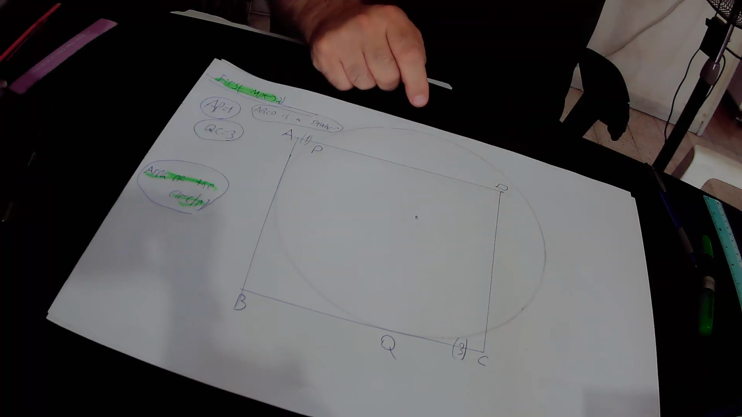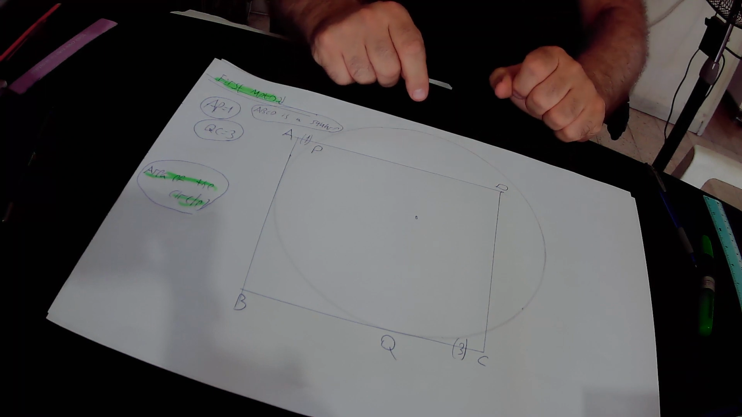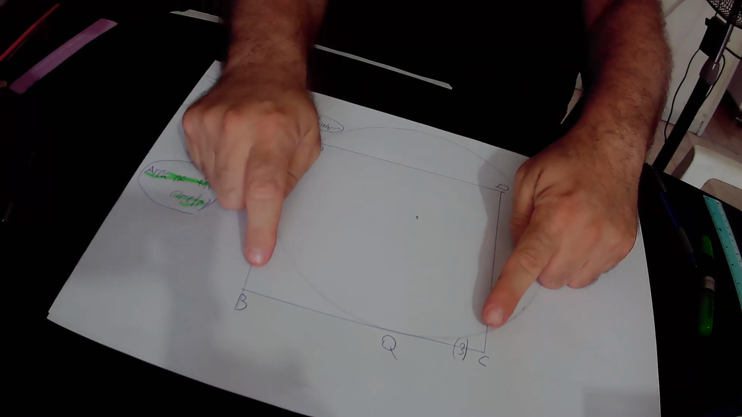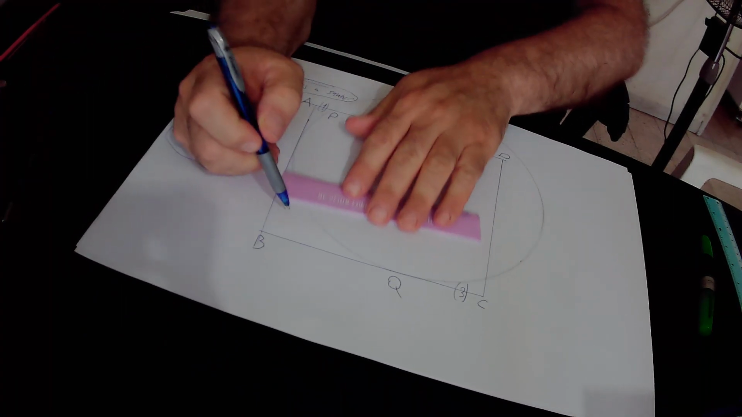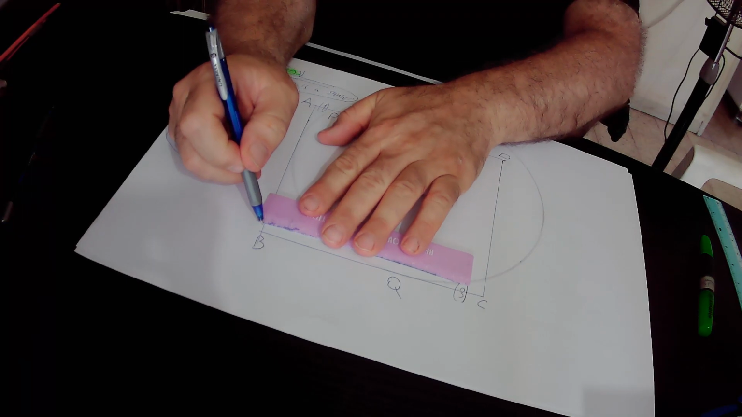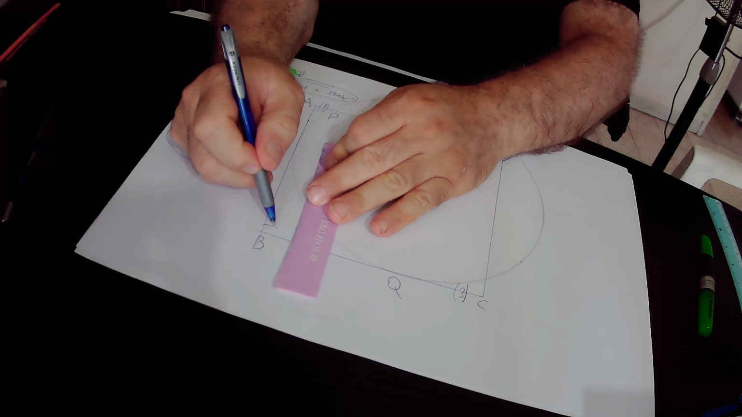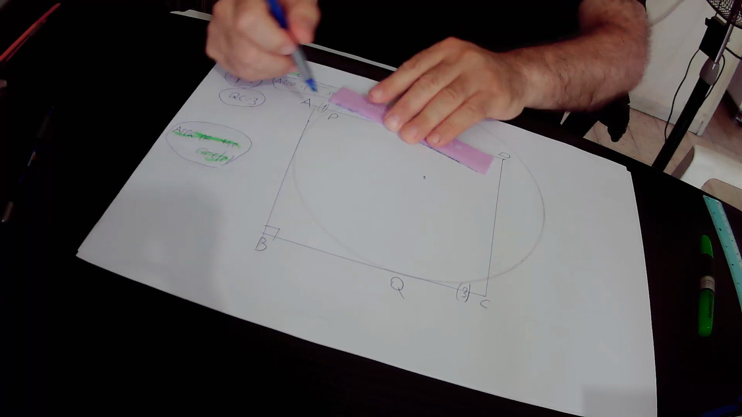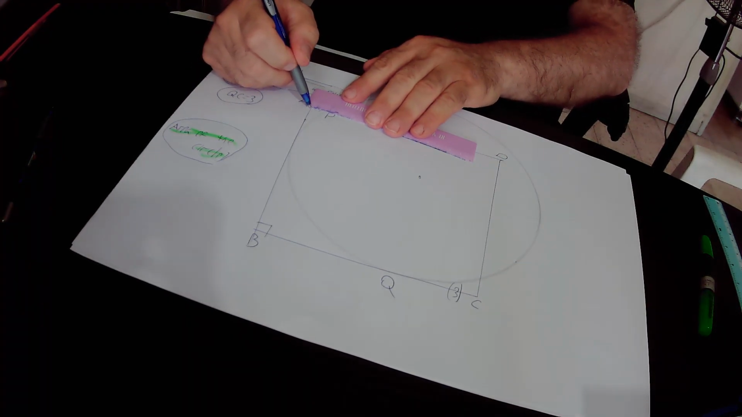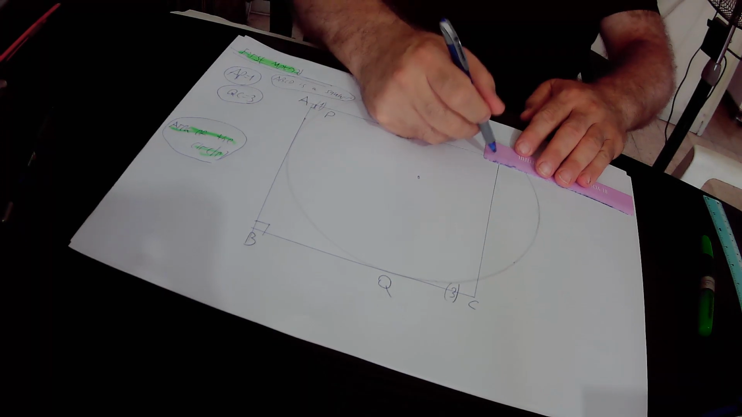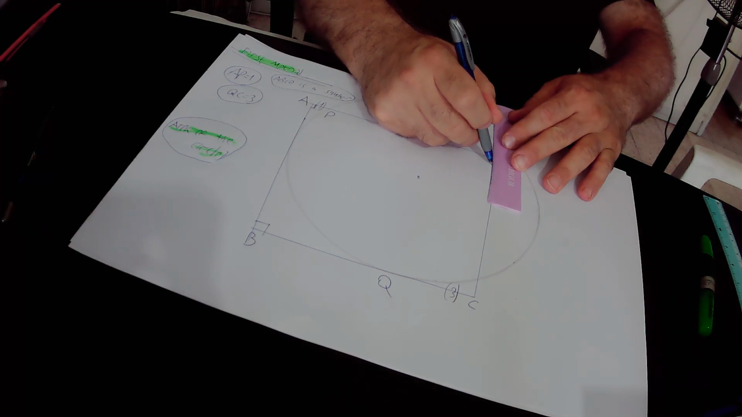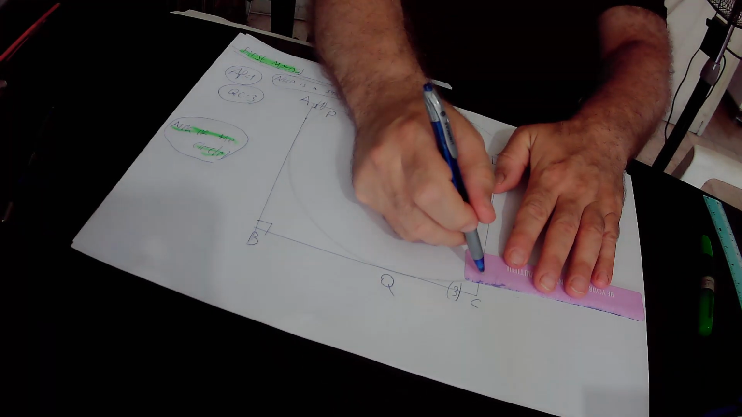So we start with the first method. First of all, we know that all the angles inside any square are right angles. So those 4 angles are all right angles. So this is a right angle. This is also a right angle. This is a right angle. And this is also a right angle.